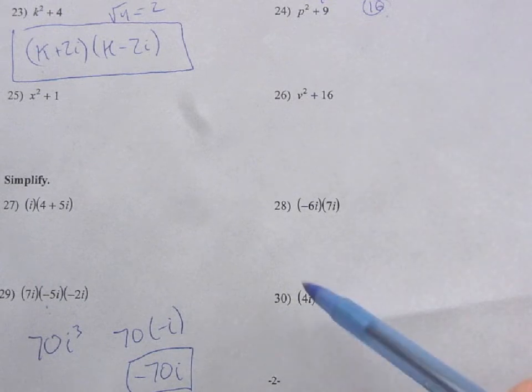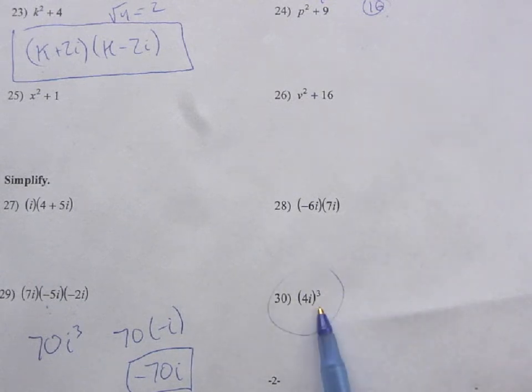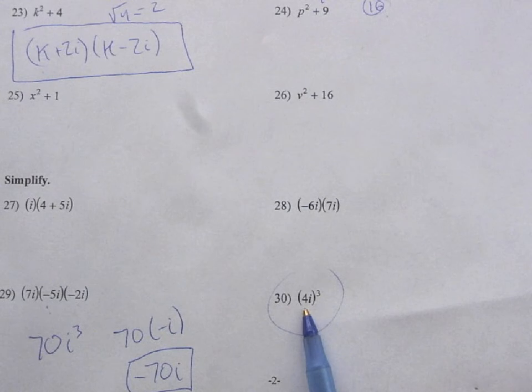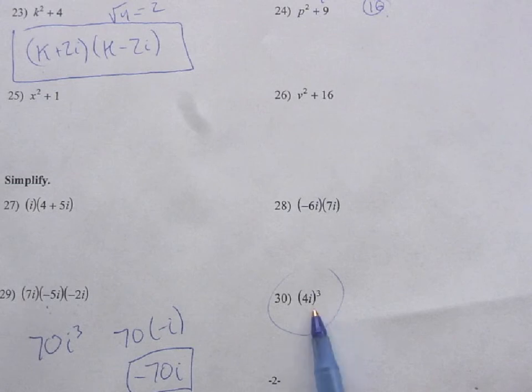So here what you need to do is a power of a product. This 3 should apply to the 4 and to the i. Okay, then you can simplify 4 to the third, and then you know what i to the third is based on what we did in the previous page.